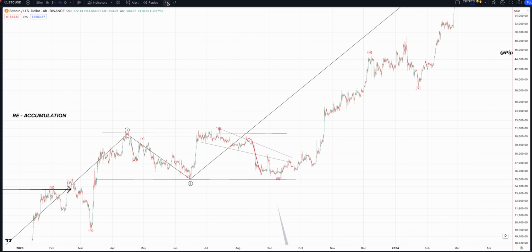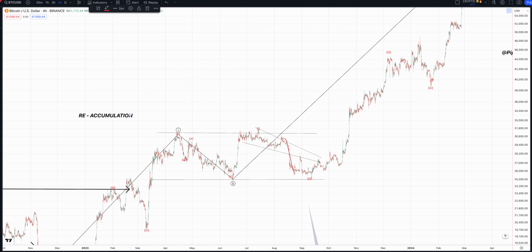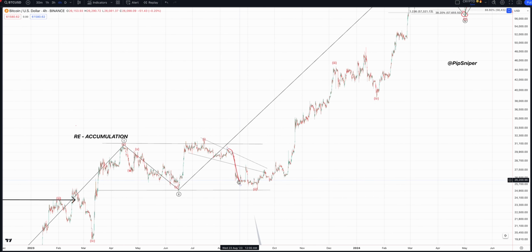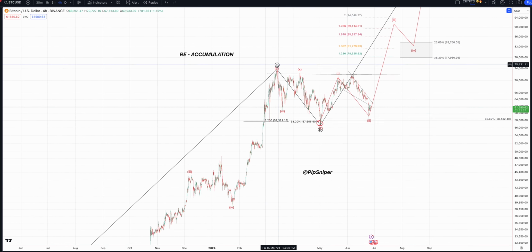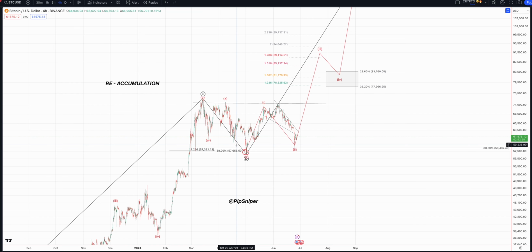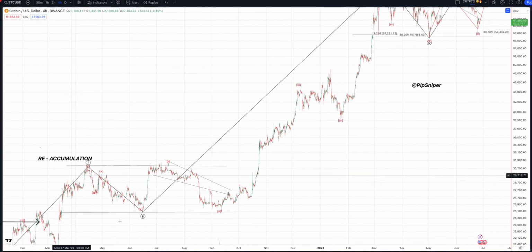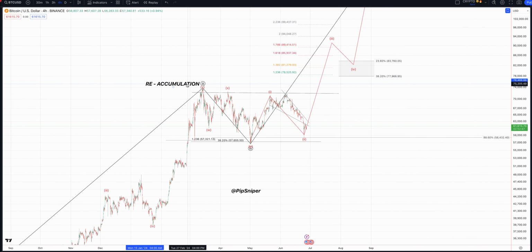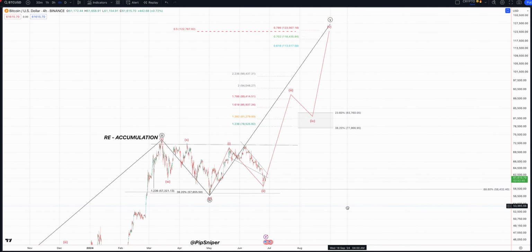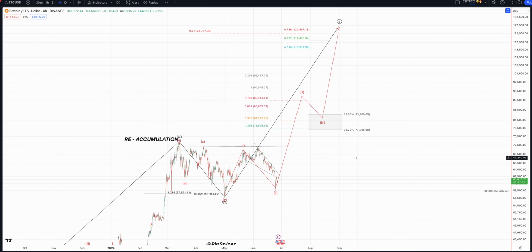So what we see over here back in 2023 is reaccumulation, which led into expansion. So we have our wave 1, 2, 3, 4, and 5th wave. And then all we were doing here was the same exact thing over here. This is reaccumulation. This is a wave 4, and now we're ready to start our wave 5 to the upside.